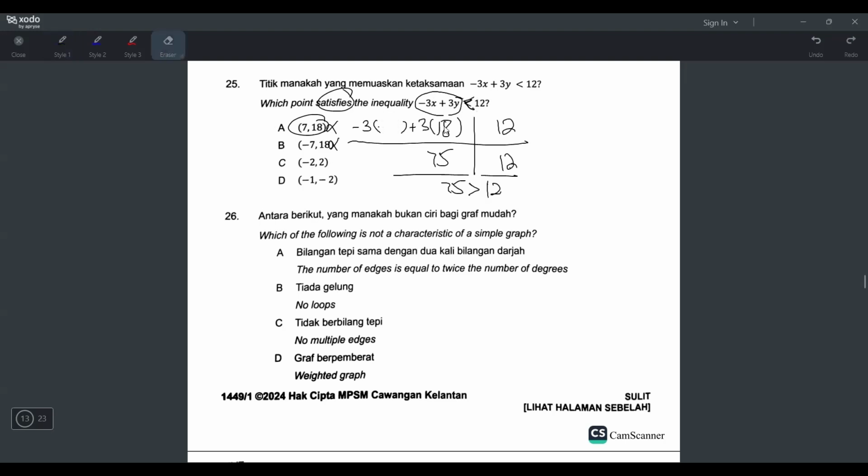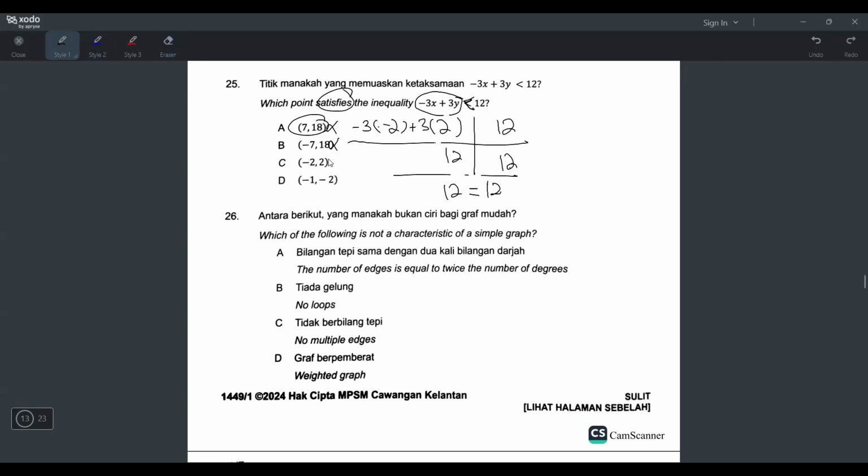And then yeah, do again. Try it with C again. So negative 2 for X, 2 for Y. So ganti, you will get 6 plus 6, which is 12. Okay, if you compare 12 and 12, is it bigger or smaller? Actually, they are not bigger, they are not smaller, it's equal.